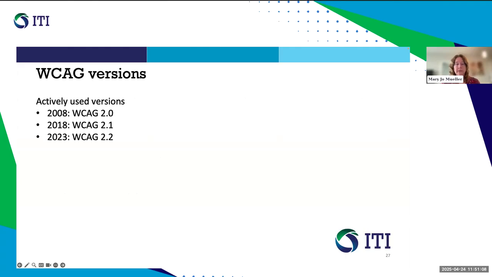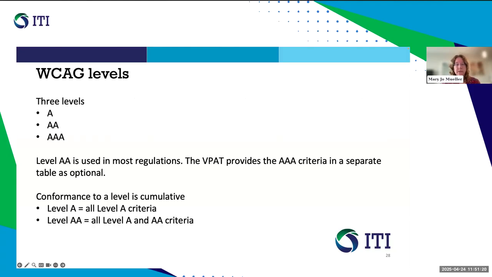WCAG has three actively used versions: WCAG 2.0 from 2008, WCAG 2.1 from 2018, and WCAG 2.2 from 2023. Each of these WCAG versions includes three levels. We've been talking about that: level A, AA, and AAA. The levels are actually cumulative. So, for example, if you plan to report on level AA conformance, you need to include all level A and AA criteria. Most regulations require level AA.